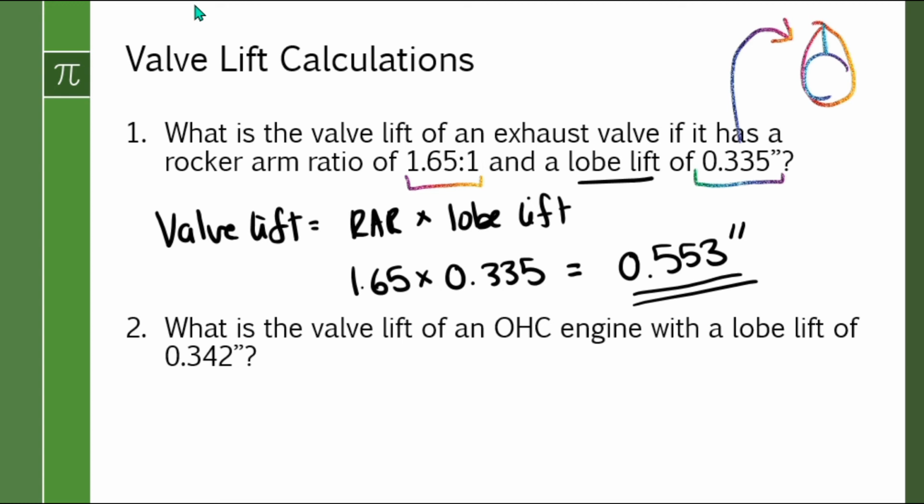Looking at number 2, what is the valve lift of an overhead cam engine with a lobe lift of 0.342? Well, if it's an overhead cam engine, that cam is acting directly on the valve. So the valve lift will be the same as the lobe lift.